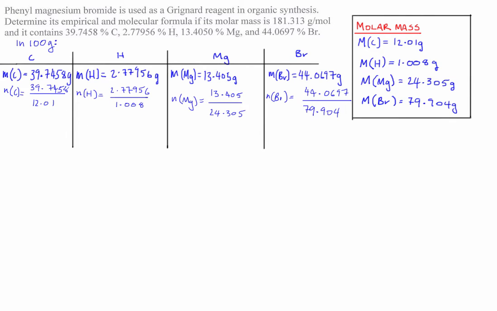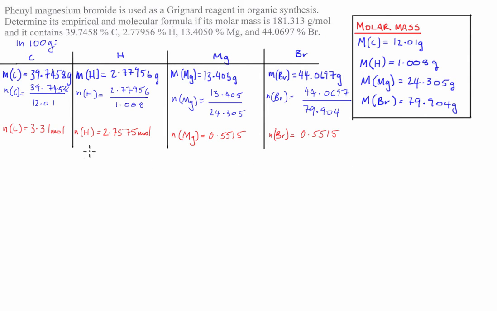Cool. And so for each of these, we get a number of moles of carbon, which is equal to 3.31. We get a number of moles of hydrogen, which is equal to 2.7575. We get a number of moles of magnesium, which is equal to 0.5515. And we have a number of moles of bromine, which is equal to the same as the magnesium, so 0.5515.